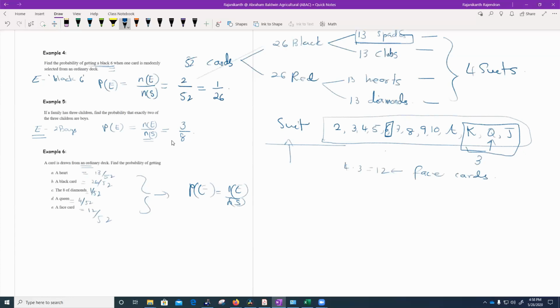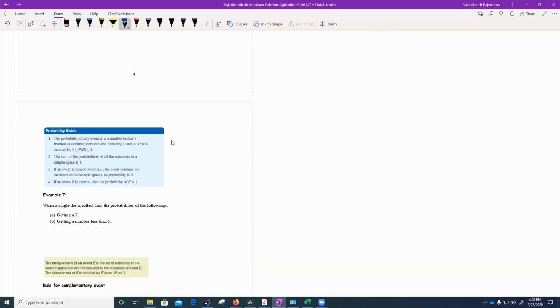Okay, so the denominator of each fraction is nothing but N of S, and the numerator is N of E. So simply just count how many outcomes for each event. That's it. Okay, now let's look at the probability rules or properties.